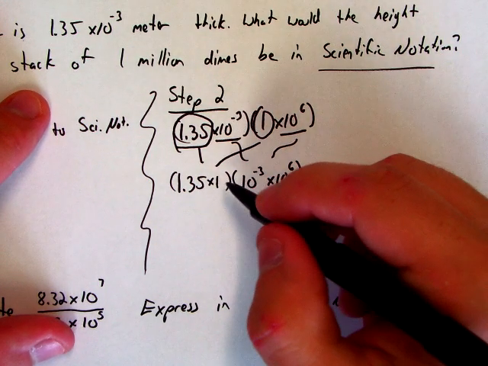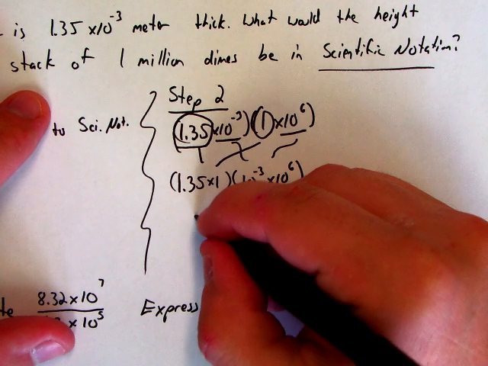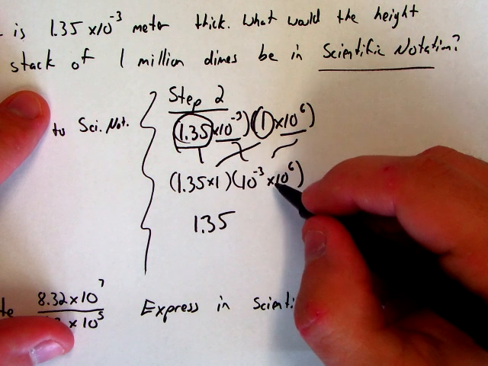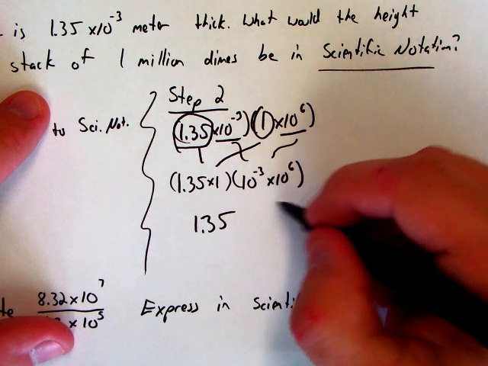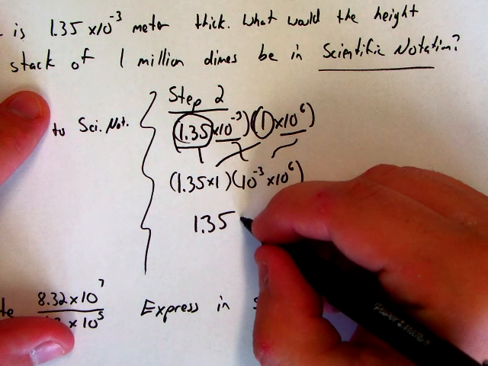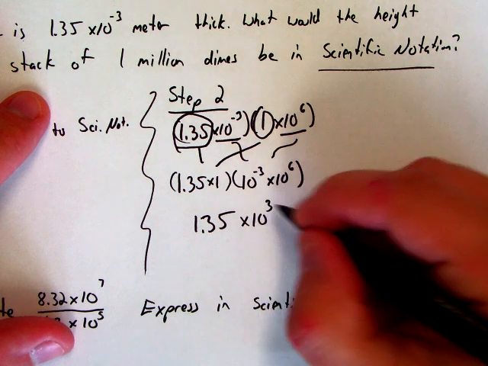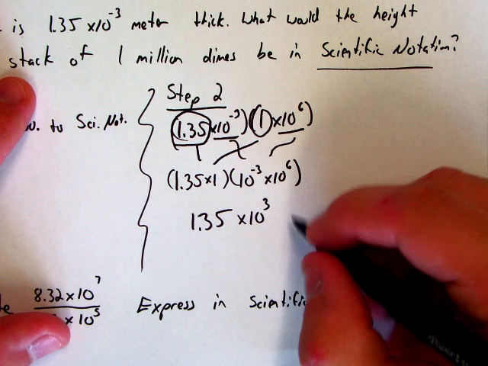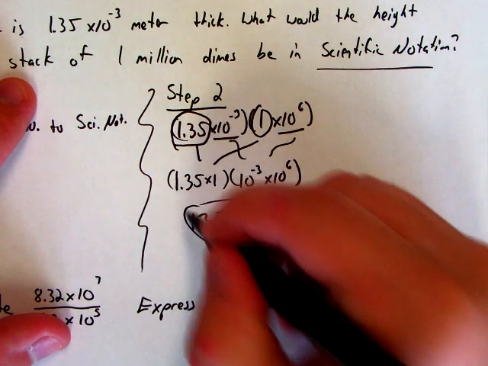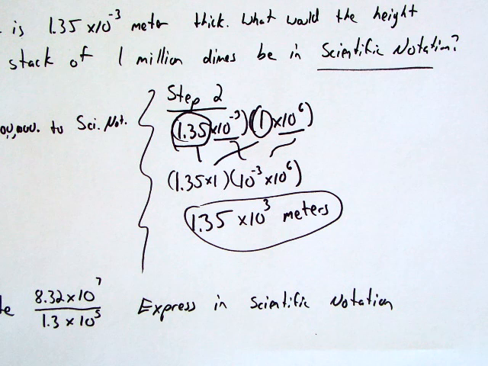I'm going to multiply each one now, so 1.35 times 1 is 1.35. 10 to the negative third times 10 to the 6th. Remember, I'm multiplying here now, so I add the exponents. Negative 3 plus 6 is 3. And now I need to include the units. So a million dimes would be 1.35 times 10 to the third meters tall.